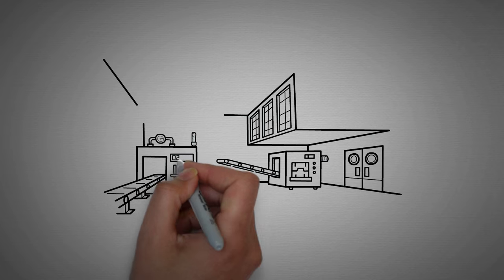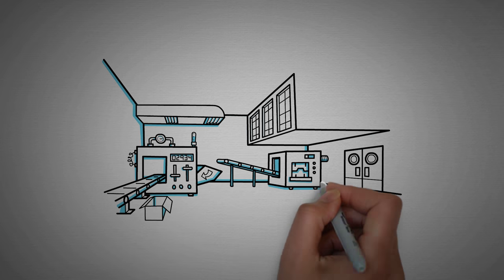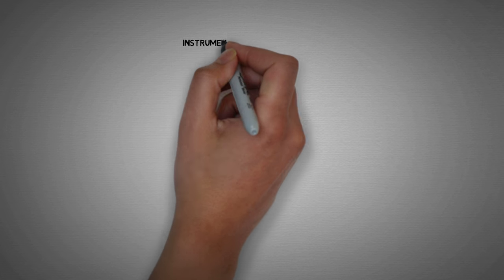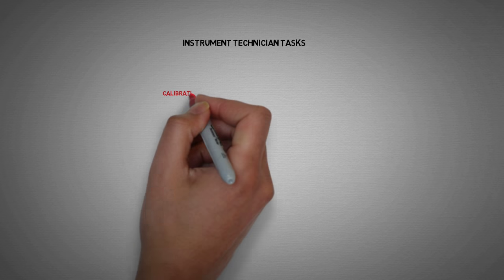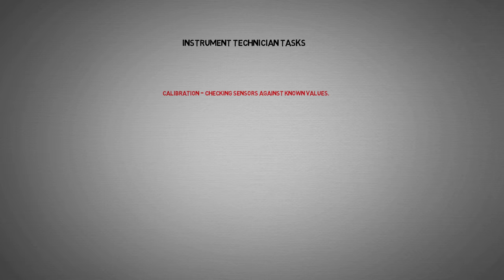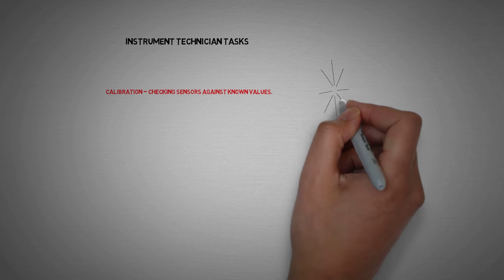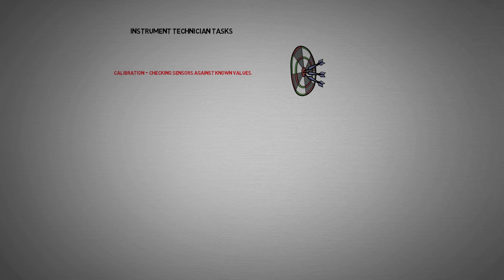So now we know what a process control loop is, I'm sure you all want to know, what do instrument techs do with these control loops? Well, there's quite a few different tasks that an instrument tech will do. They will do calibration of the sensors. Now, this is a task that compares the sensors in the processing plant against a known constant in order to ensure accuracy of the equipment.